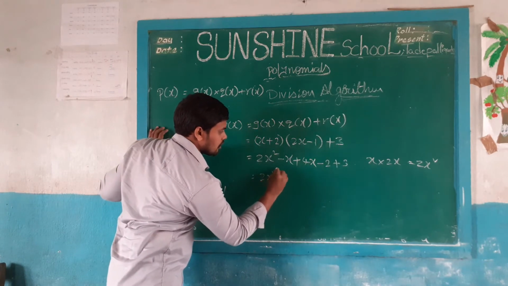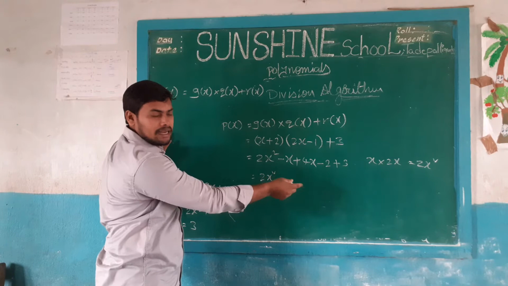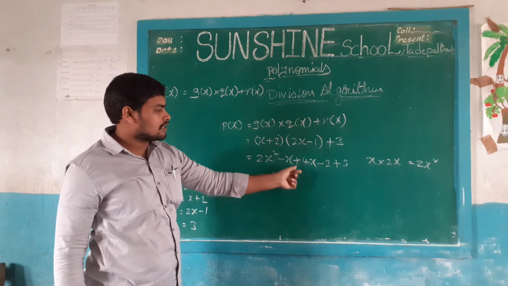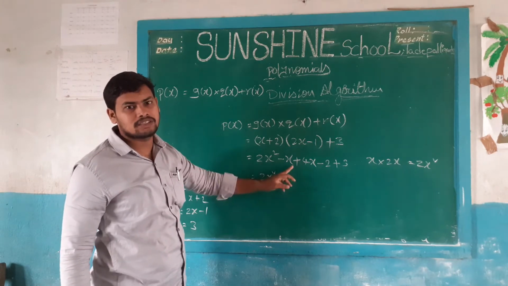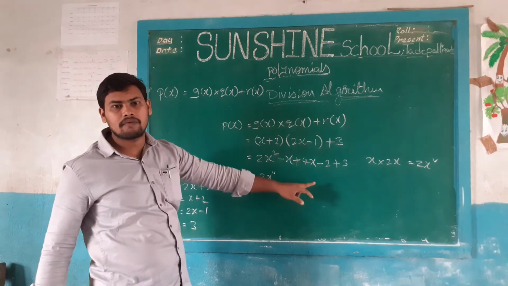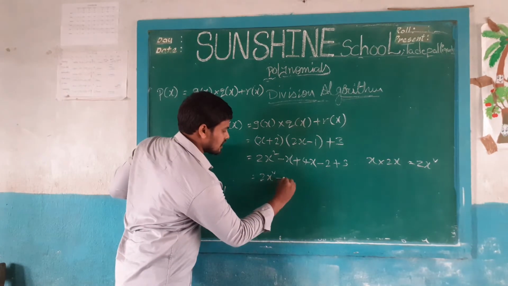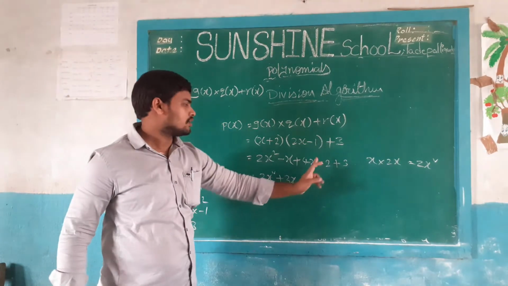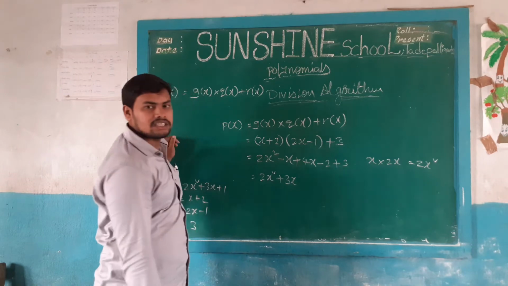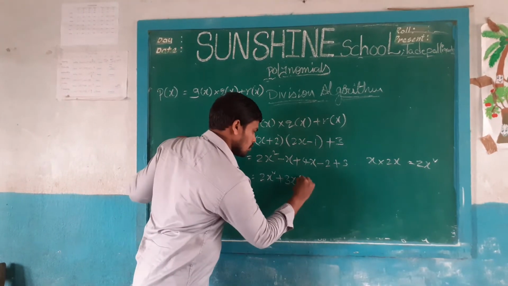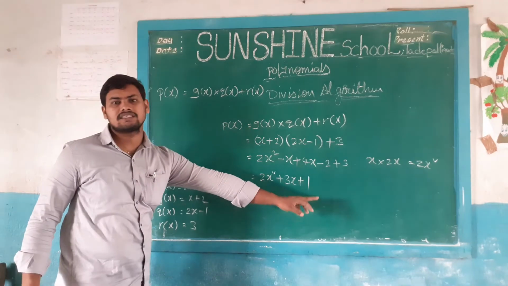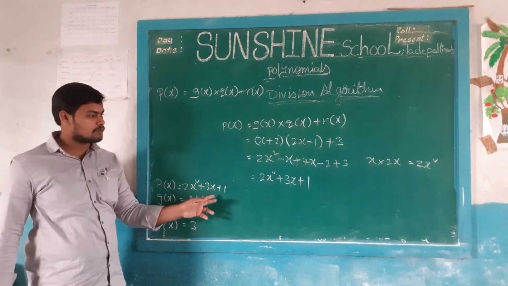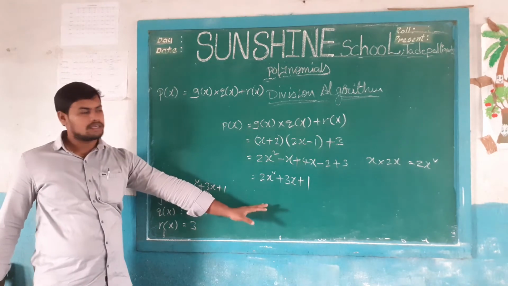So 2x square, and here both are the same terms, x term and x term, so you should subtract. Plus and minus, minus 4x minus x, 3x. Which is the largest one here? 4x. 4x sign is plus. So plus 3x. Same process, minus and plus, minus. So 3 minus 2, 1. Which is the largest one? 3. 3 has positive sign. So 2x square plus 3x plus 1. This is the verification of the division algorithm. Here, what is the value of p of x? 2x square plus 3x plus 1. So here it is verified.